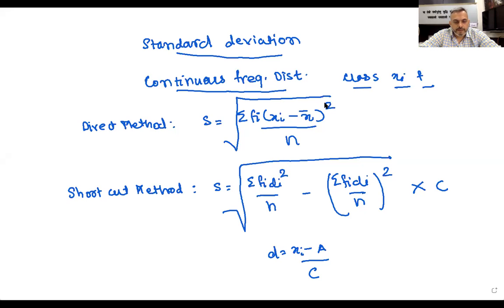Now over here we have a direct method, where calculators are allowed, and we also have a shortcut method, but in continuous frequency distribution we would prefer that you use the shortcut method only. That is more preferable, because in case your mean goes in fraction, then you have to go for the shortcut method. So better you start with the shortcut method only. Otherwise you will first have to find the mean, and if you realize it is in fraction, you won't be able to use the direct formula because it will become very complex. So then you will have to shift to shortcut. Please keep this in mind, and let's go to the sums now.